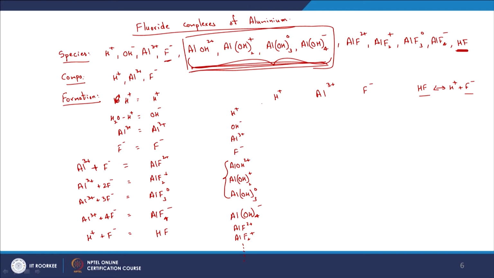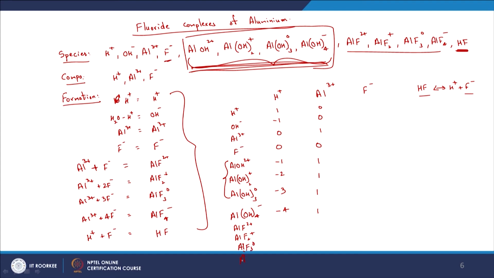So again, from the formation equations, we can fill out the tableau. That's going to be H+ minus 1, 0 here, 0 here, and we know it's going to be minus 1 here, minus 2, minus 3, and minus 4 here. With the Al3+, it's going to be 0, 0, 1, 0, 1, 1, 1, 1, and 4 species of the aluminum fluoride complexes.